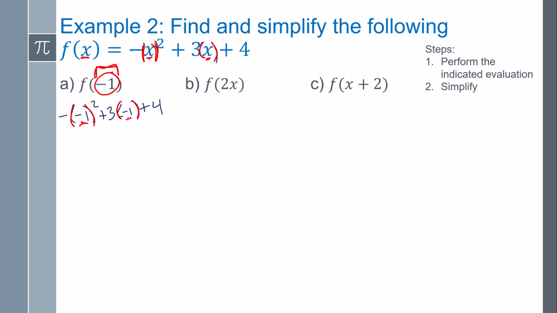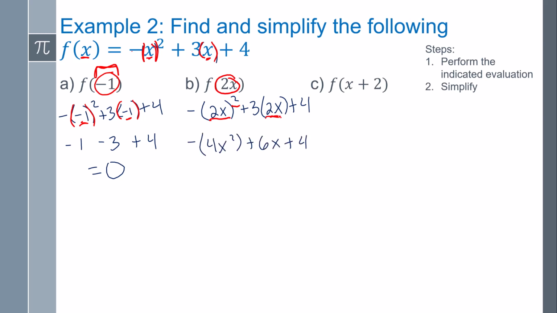Now from there, you just simplify. -1 squared is 1. 1 times a negative is -1. 3 times -1 is -3. Plus 4, add that together, you get 0. Now in the same concept here, what am I plugging into those parentheses? 2x. So this is 2x squared, 2x times 2x, that gives me 4x squared, and then 2x times 3, that gives me 6x. Now multiply the negative, and I get that statement.